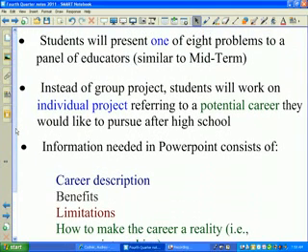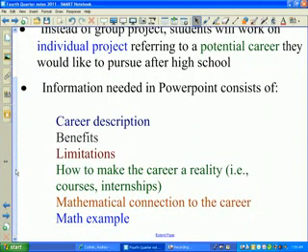So, let's go through it again. You're going to present one of the 8 problems that you're going to do in class. Okay? You're going to develop a PowerPoint that deals with a potential career that you would like to pursue. You're going to have the career description, the benefits, the limitations. Now, benefits and limitations, that could be all one slide, one of those split slides, that's perfectly fine.